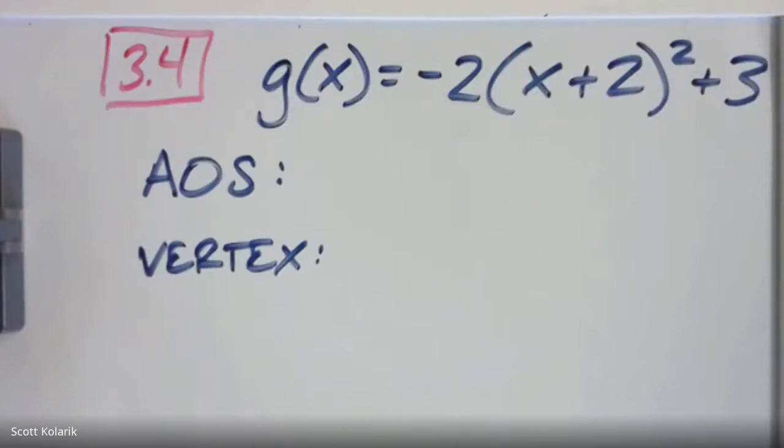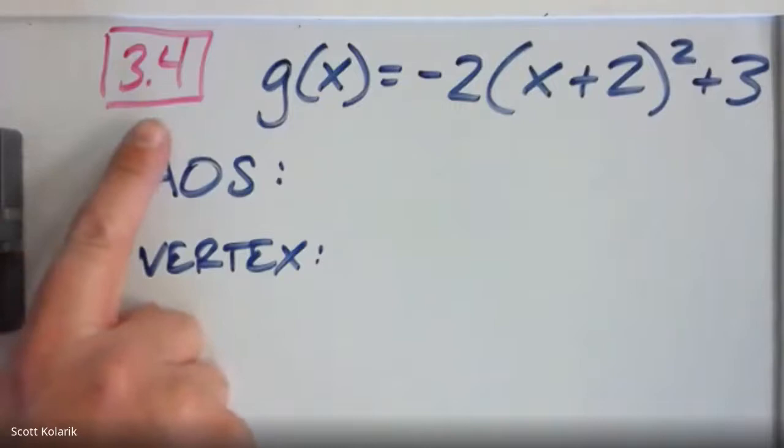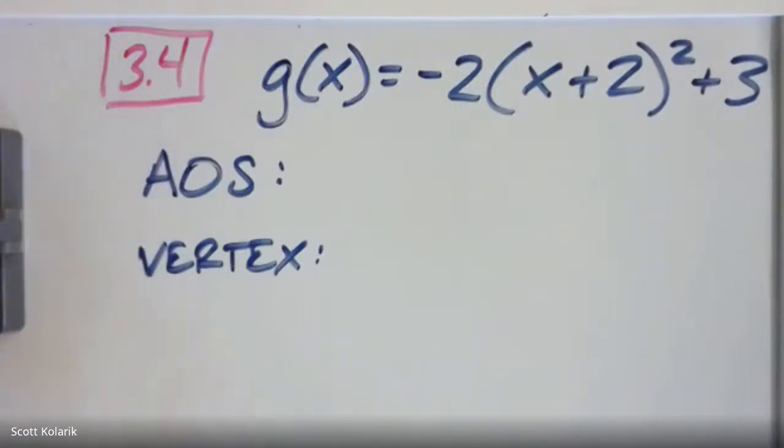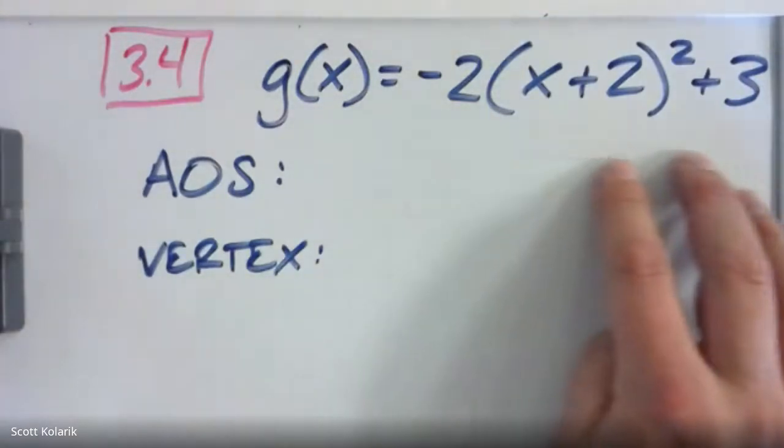Our first question is our last question from chapter 3 on graphing quadratic functions. And then the other 5 questions will all come from chapter 4. Okay, so this first question is referenced in chapter 3, section 4. In chapter 3, section 4, we talked about graphing quadratic functions in vertex form.